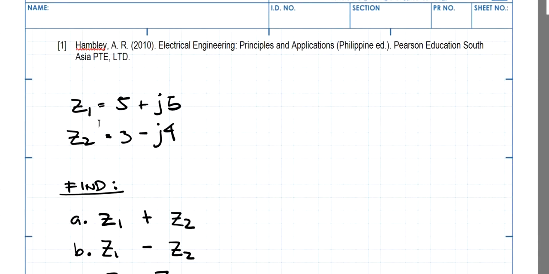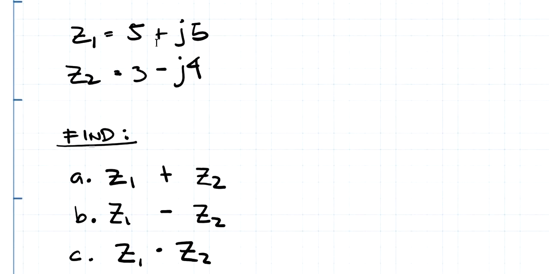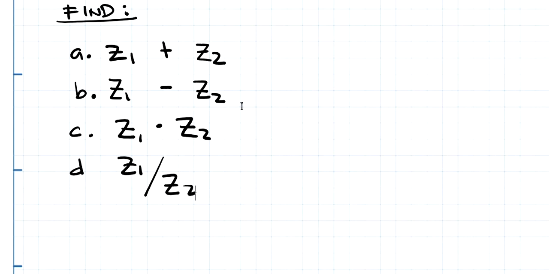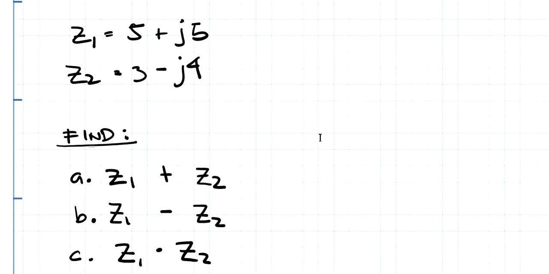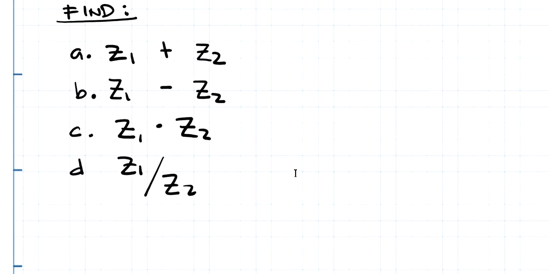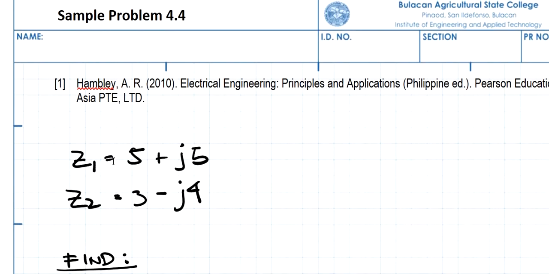We are given two complex numbers, z1 and z2. z1 is 5 plus j5, and z2 is 3 minus j4. And we are asked to find the sum, the difference, the product, and also the quotient. So let's do that. And recall also that for addition and subtraction, we need the rectangular form, and for multiplication and division, we need polar form. So I think let's do the conversion first.